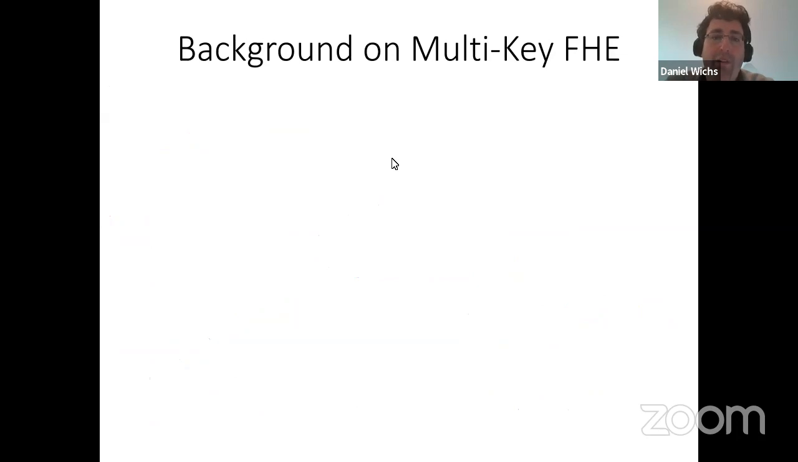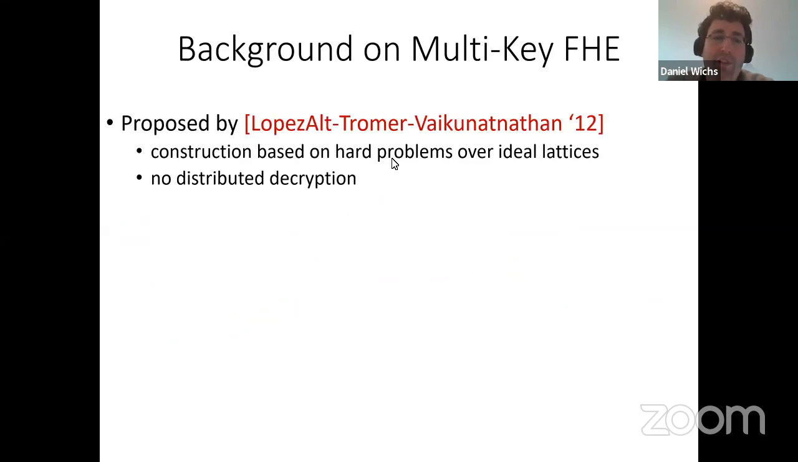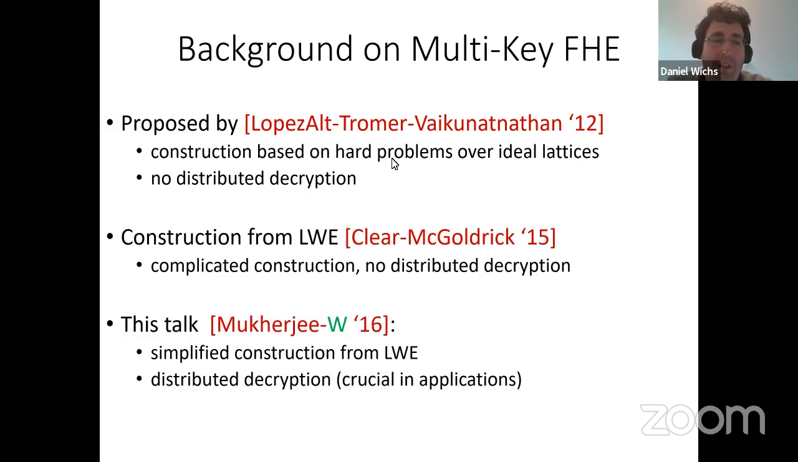Okay, so some background on multi-key FHE. This notion was originally proposed by Adriana, Eran, and Vinod in 2012, and they gave a construction based on the NTRU problem. So unfortunately, this construction did not have a nice distributed decryption procedure. There was no easy way for the parties to decrypt the final ciphertext in a simple 1-round protocol.